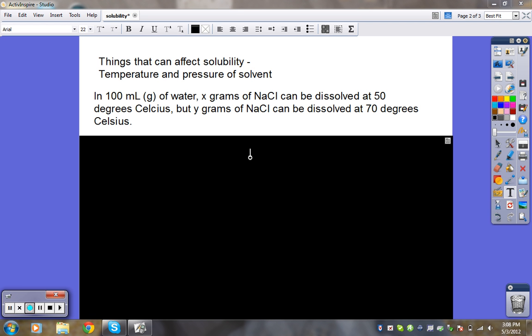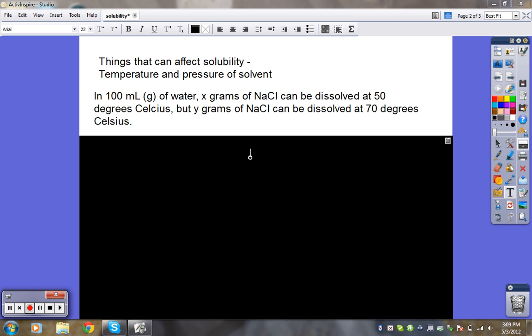But Y grams of NaCl, sodium chloride, can be dissolved at 70 degrees Celsius. And you can get graphs that give you, at this temperature, this many grams can be dissolved. But you always need to know the temperature and, of course, how much solvent you have. That should be a given, that you can dissolve more solute in a larger amount of solvent. If you have a larger cup, you can add more hot cocoa than if you have a smaller cup.